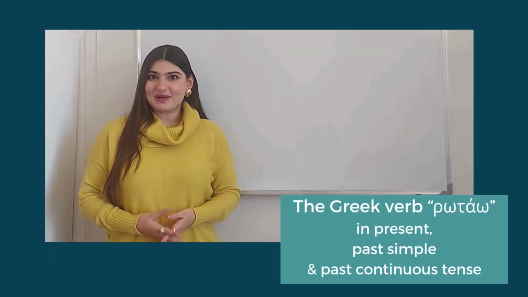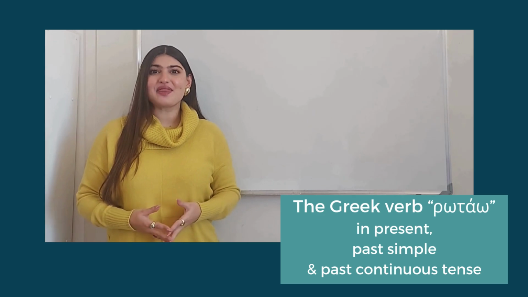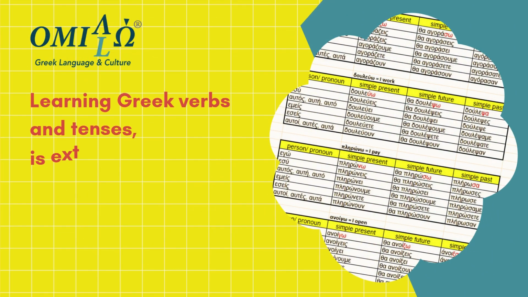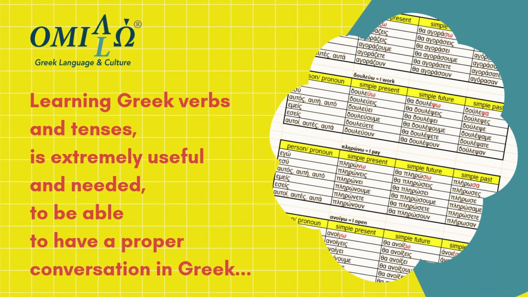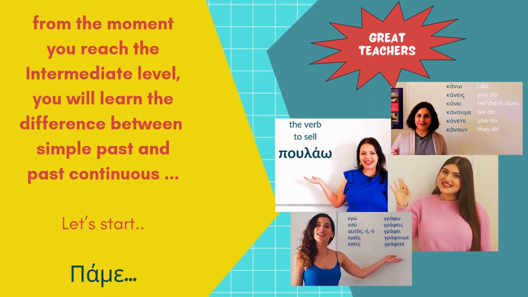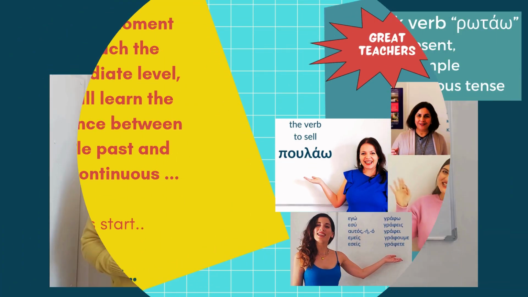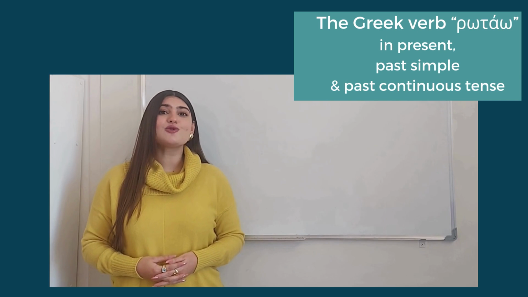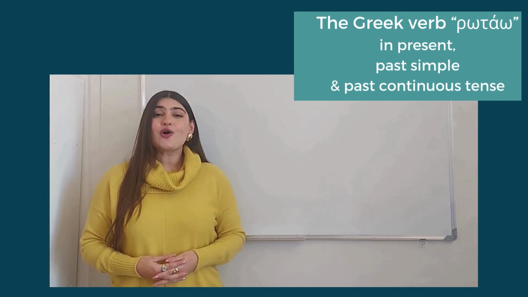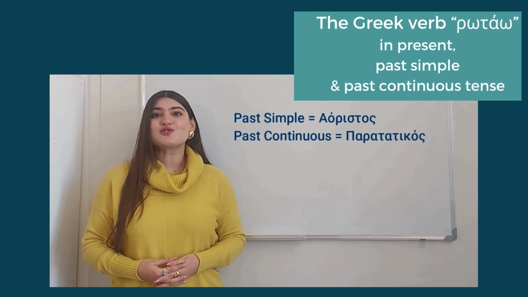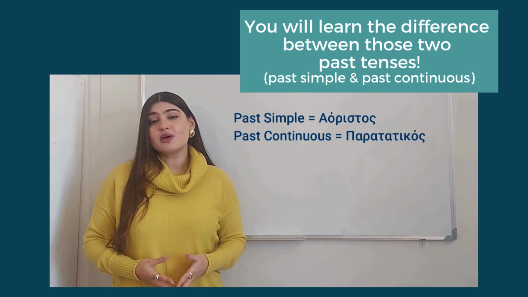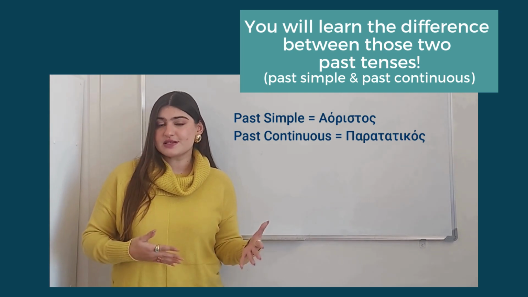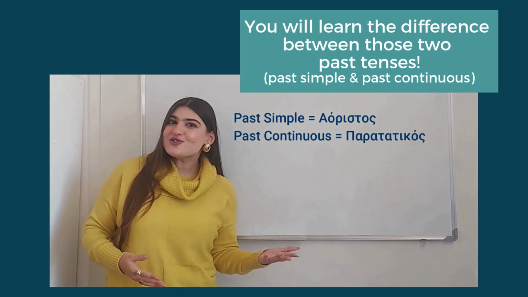Today, I will explain to you how to conjugate the verb ρωτάω, which means I ask. First, you will learn this verb in the present tense, and after that, I will show you the conjugations of the simple past and past continuous tenses. The purpose of this video is to understand the difference between those two past tenses, which in Greek are called Aoristos and Παρατατικός.